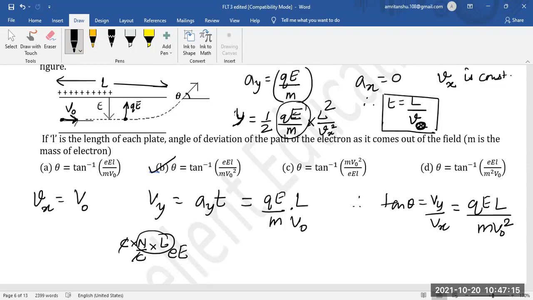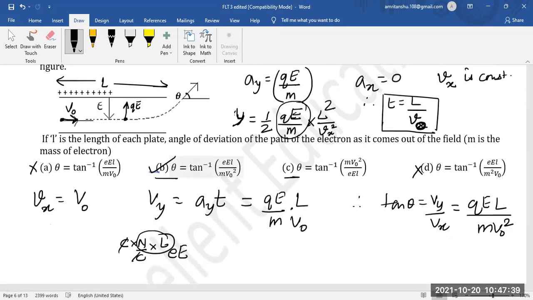Okay, but here what we can have is a confusion in B and C. So for that, I think we need to solve. Otherwise, you can just eliminate at least two options. Okay, so let us go on to the next question.